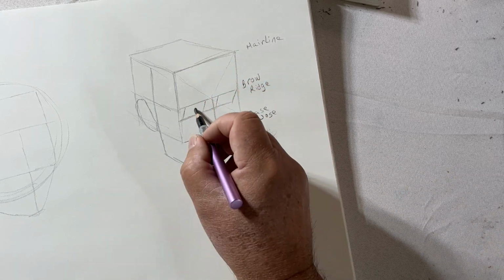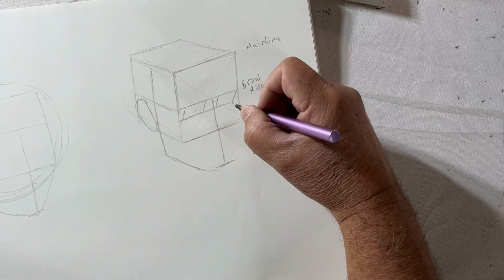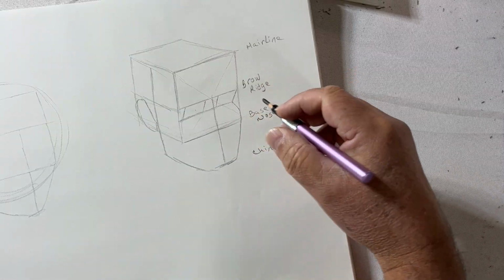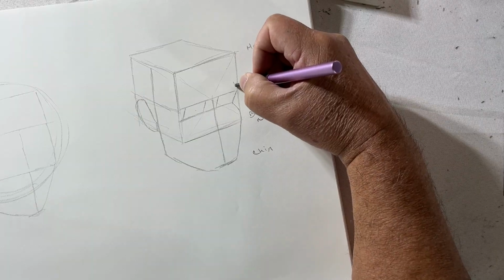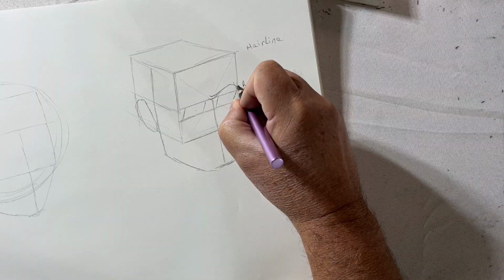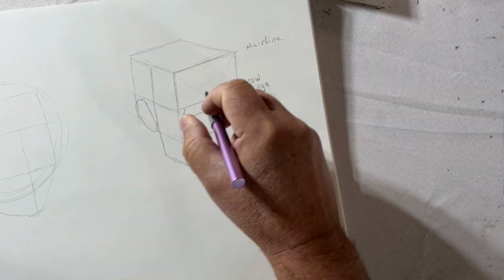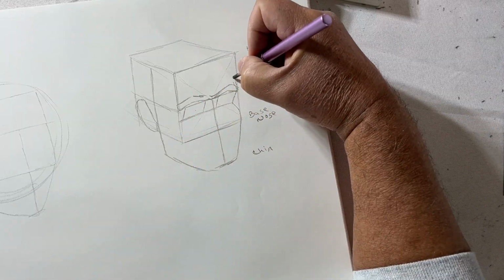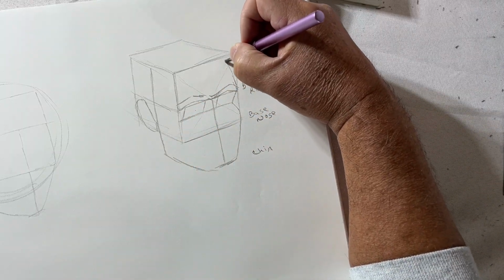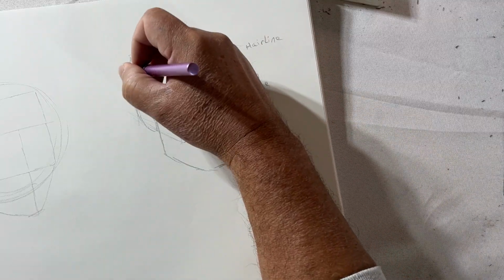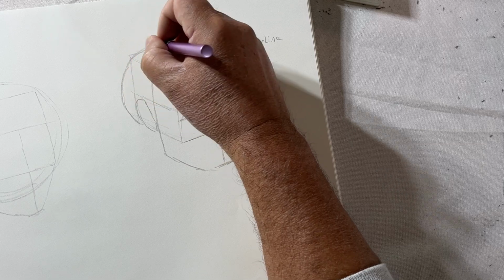Remember, that's in perspective, so this one looks slightly bigger than that. And then here is the cheekbone that goes into the head. This becomes the brow. And then this is the forehead. And then you just got to round off this back area here.